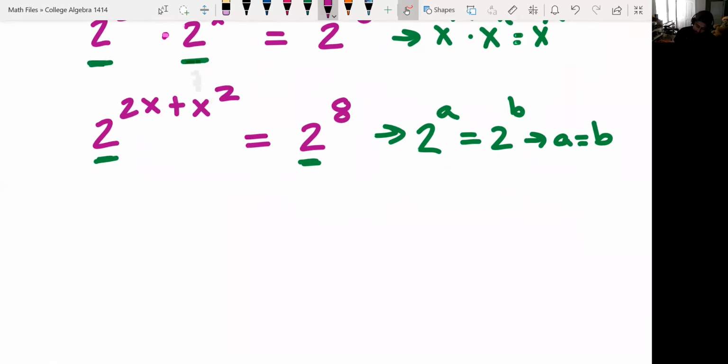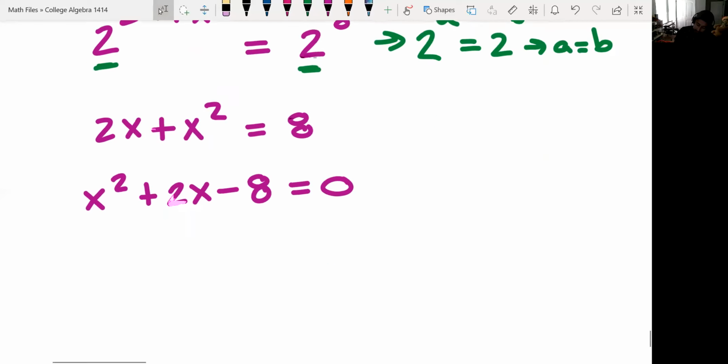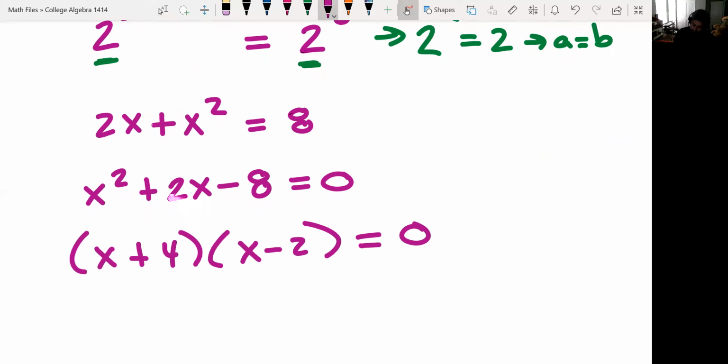Which means now you'll get 2x plus x squared equal to 8. And then move the 8 over. We have a quadratic equation. Rearrange it with highest power first. x squared plus 2x minus 8 equal to 0. Factor it. x plus 4, x minus 2 equal to 0. x squared, negative 2, 2, and x equals negative 4, and x equals 2.